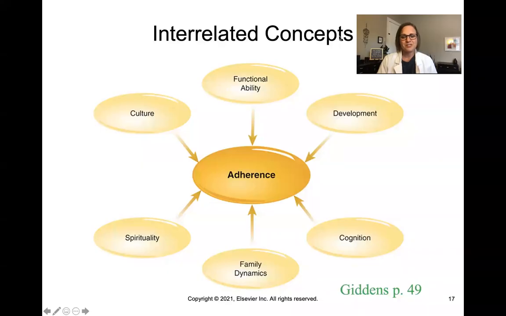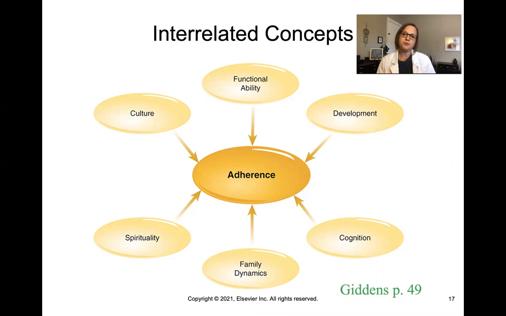There are so many interrelated concepts when it comes to adherence. The beliefs from one's culture and what health beliefs they bring into their life certainly comes into it. Now, their functional ability, are they physically able to follow the treatment plan? Their developmental level, can they understand, and cognition, can they understand the treatment levels and treatment recommendations? What are the family dynamics? Do they have a caregiver in the home?